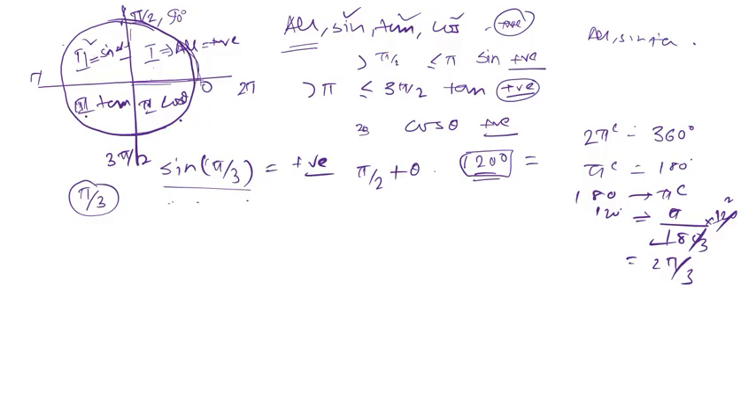So first, suppose they ask to calculate sine 2 pi by 3 or cos 2 pi by 3. Now 2 pi by 3 will fall on which domain? It will fall on this domain, correct. In this domain only sine is positive, so cos is negative here. So whatever value I get, I'll put a negative sign on that value.